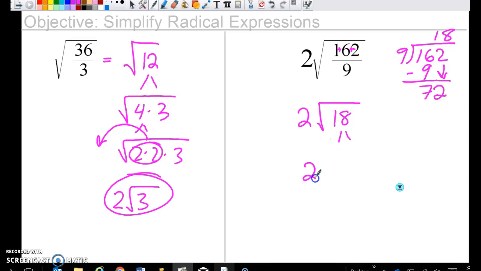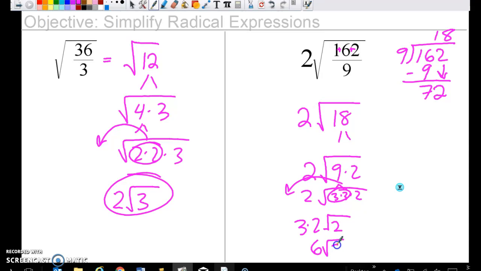So I'll factor that out. 2 times square root of 9 times 2. That's 3 times 3 times 2. Factor out the 3. Multiply the 3 and the 2 on the outside, which equals 6 square roots of 2.